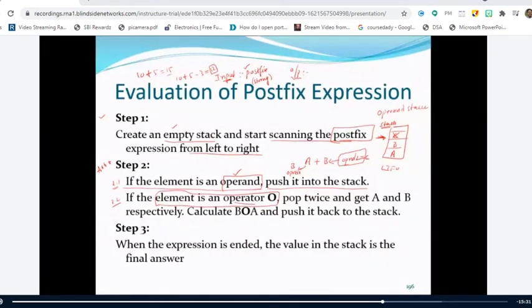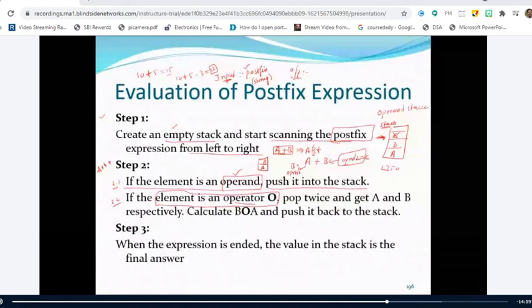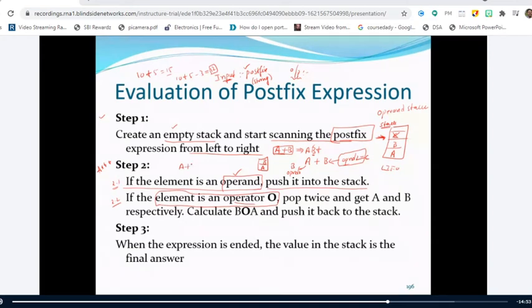For example, in A plus B, this is the infix expression. What is the corresponding postfix expression for A plus B? AB plus. So first A has to be pushed and then B has to be pushed. The last inputted element will be the first output element. Therefore, we place the first popped element in the second operand and the second popped element in the first operand.